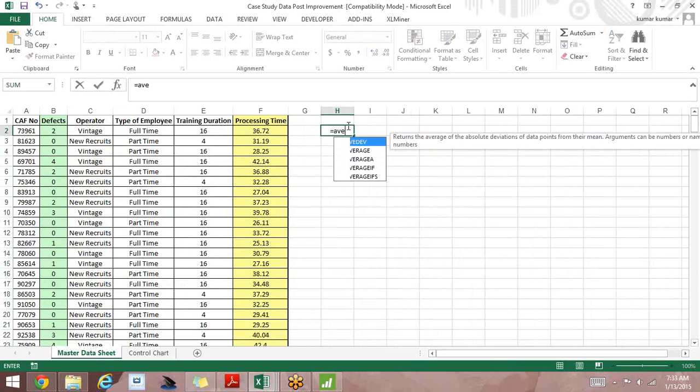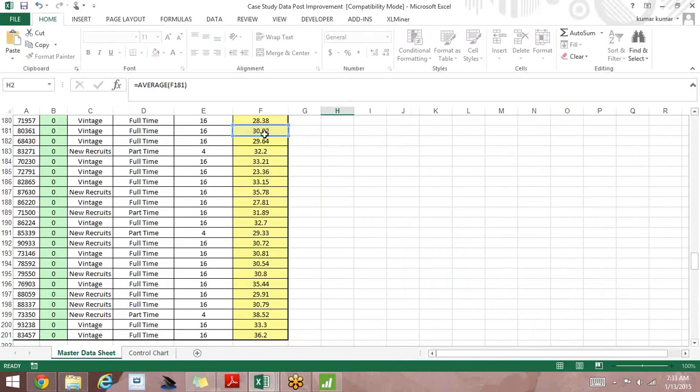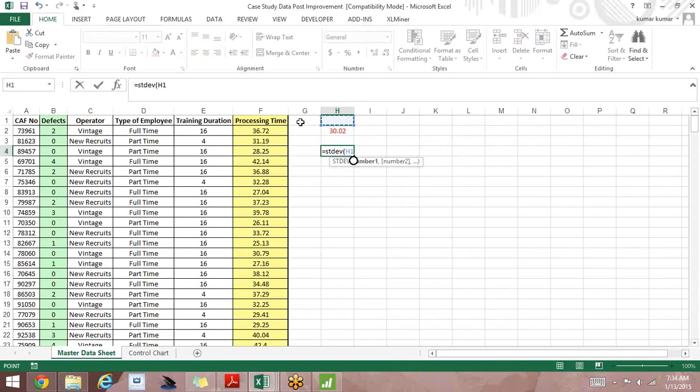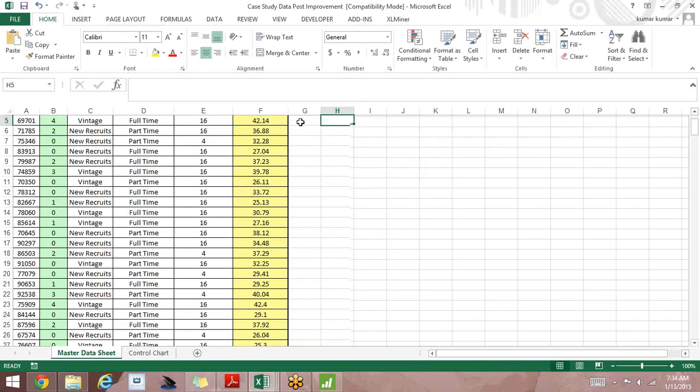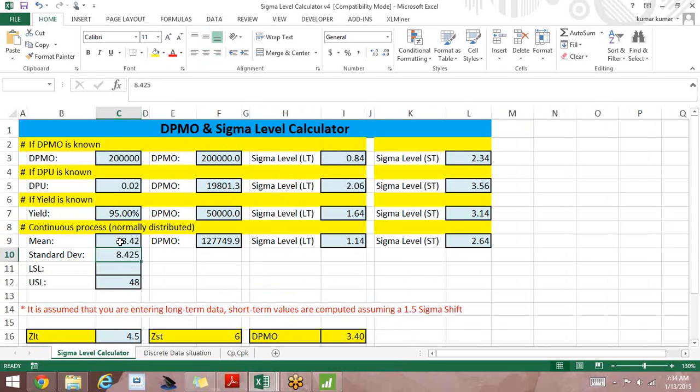Okay, post improvement case study data is provided. I need to find out the mean or average of the processing time. So it is 30.02. Just remember that. Second thing is standard deviation. I want to find out the standard deviation of all these. So the standard deviation is 5.1. 30 and 5.1. Let me input these two in the sigma level calculator. 30 and 5.1. Wow, it has improved from 2 point something to 5.03 ZST.